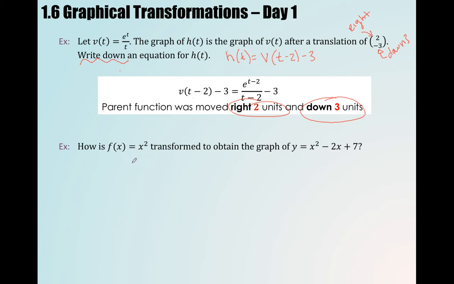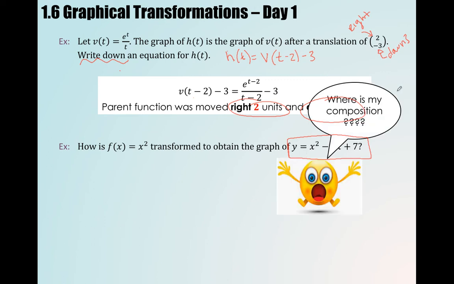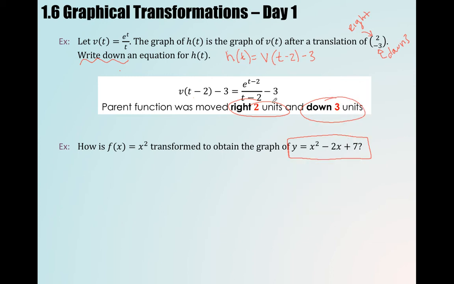How is f of x equals x squared transformed to obtain this? Why might this be a little bit more difficult for me to ask of you? Because we're not looking at it as a composition, right? We're not looking at it in the form that tells us right away. So maybe we can put this in vertex form. Maybe you're going to do that by completing the square.